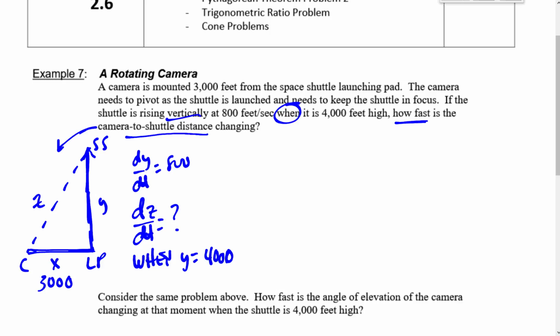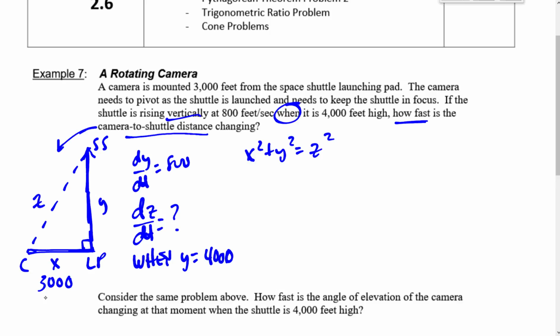So x is 3,000. And notice that that 3,000, that distance is constant. We're not moving the camera. It's staying put. Y is changing, Z is changing, so with these quantities, always ask yourself what's changing and what's constant. Okay, now we need a formula that relates these variables in this right triangle. And that'll be the Pythagorean theorem. So x squared plus y squared equals z squared.